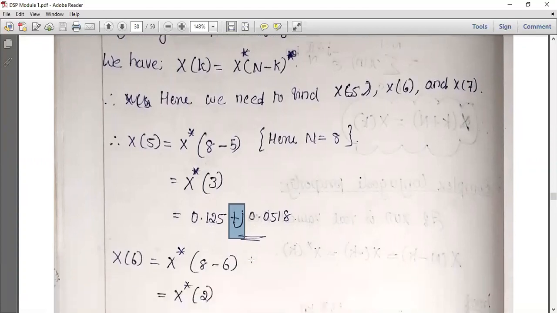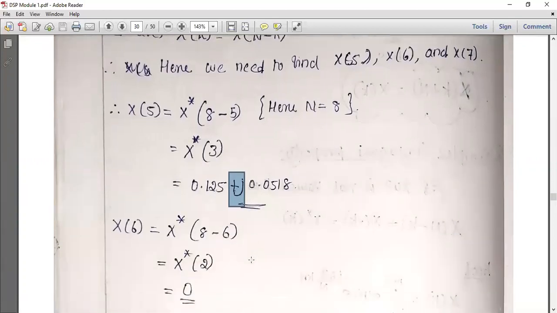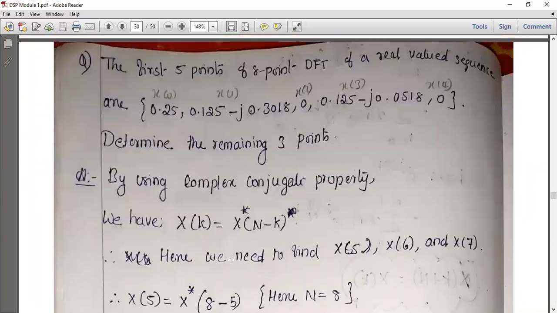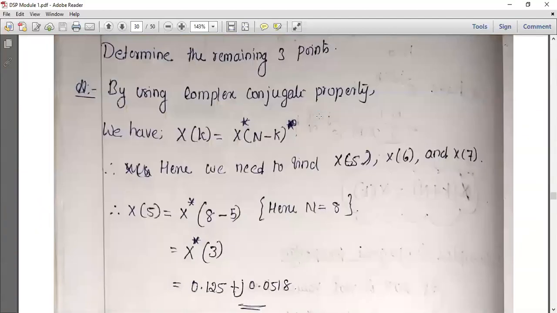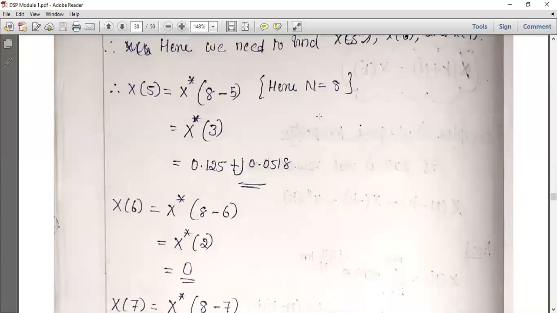Then next we have to find x of 6, that is equal to x conjugate of n minus k, that is 8 minus 6, that is equal to x conjugate of 2. Now we have x of 2 is equal to 0, so x conjugate of 2 is also equal to 0. So x of 6 is equal to 0.